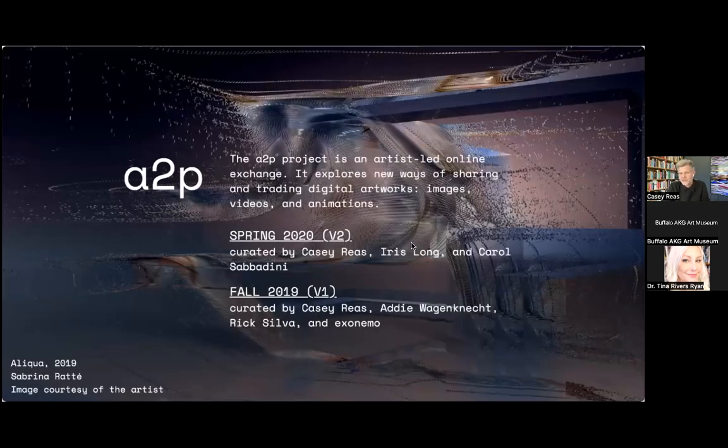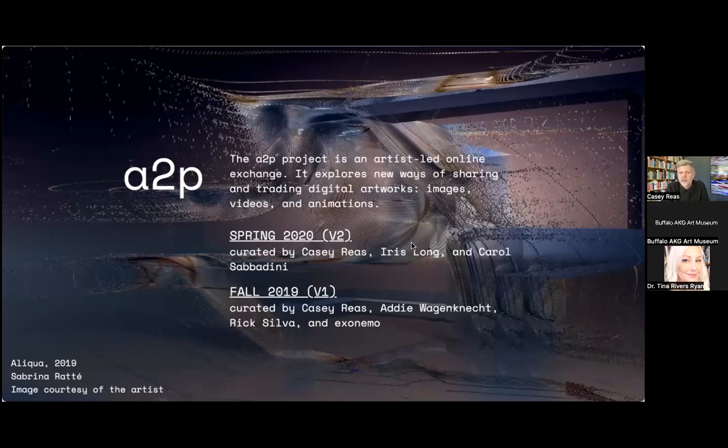Okay, Left Gallery was a strong influence on what I've been doing, and I want to share two things that I've been doing. The first one is A2P, which is something very different. I co-created A2P along with Bitmark, which is a blockchain technology company. You can see here the first version was fall 2019.